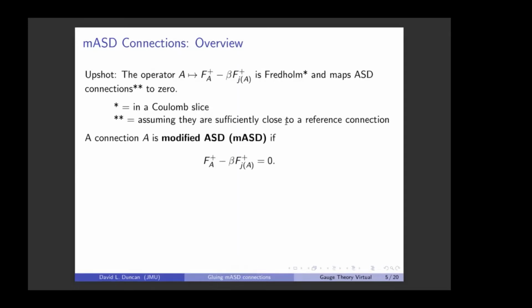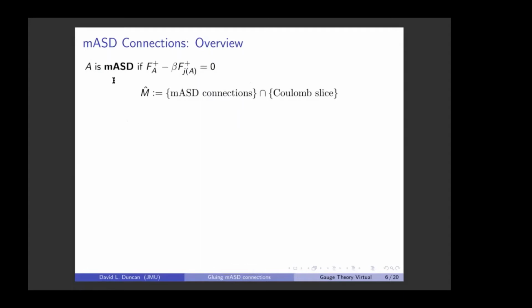So then you define a connection to be modified ASD, or mASD, if it lies in the 0 set of this operator. And so then I want to consider the space of modified ASD connections and then restrict to a Coulomb slice, so that way I can have a Fredholm setting. So the little hat for me is going to denote this modified version. This is just repeated from the previous slide, the relevant things for this slide.